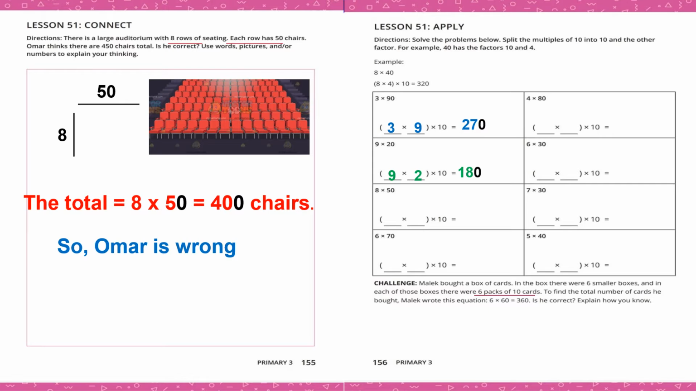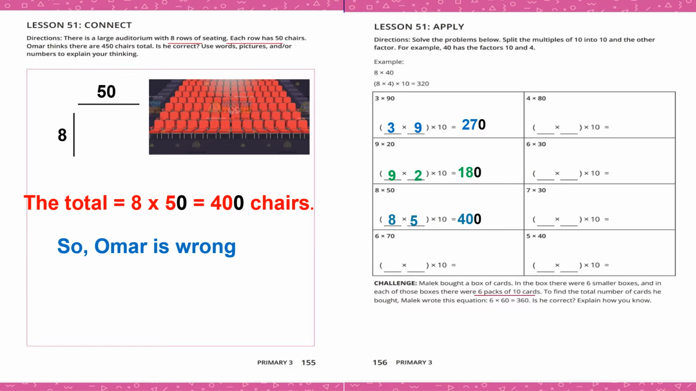Number 3. 8 times 50. Again, put 8 as it is, and split 50. 10 times what? 10 times 5. So solve the brackets first. 8 times 5 equals 40, and drop the 0 of 10. So the result is 400.